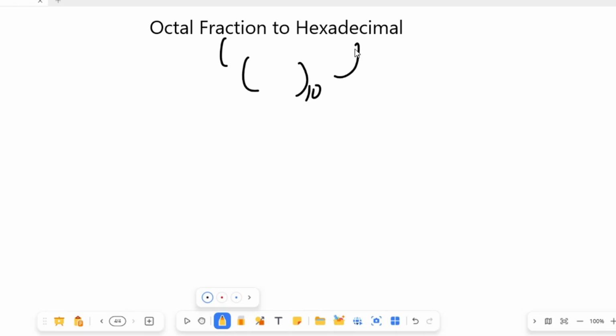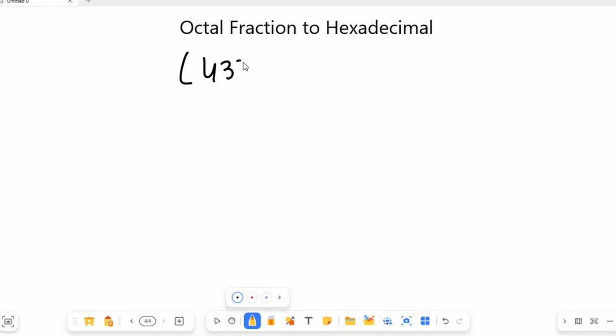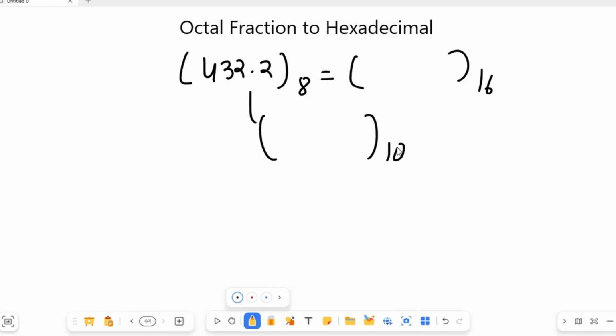Here, what question are we having? Here, octal fraction to hexadecimal. So suppose I take one question. Okay, I'll do this one. Suppose the number is 432.2, for example, to the base 8, and I want to convert it to base 16, hexadecimal. So before the point what do you have? 432. And here also, first what we have to find? To the base 10, and then we'll do this one.